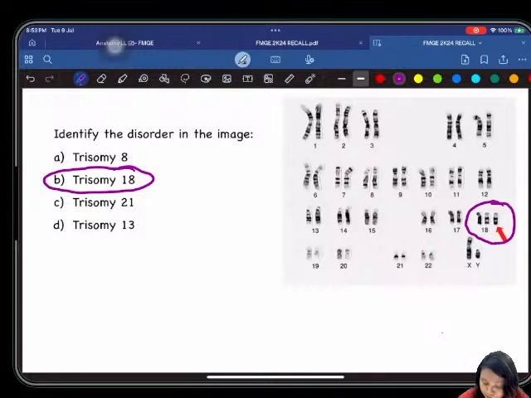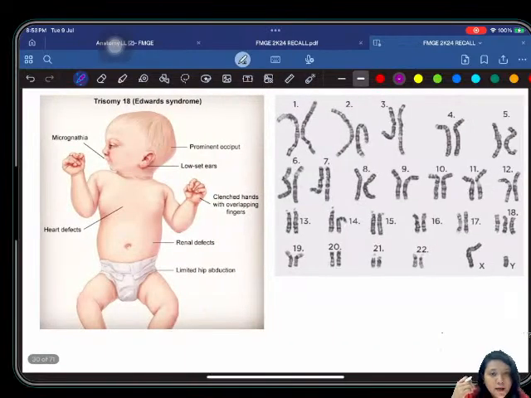So anybody who knows what is trisomy 18? What syndrome is trisomy 18? Anybody? किसी को नहीं मालूम what is trisomy 18? Nobody knows this. So let us come to a syndrome which is known as Edwards syndrome. Very easy: 18 is Edward and 13 is Patau. ठीक है, 18 is Edward and 13 is Patau syndrome.